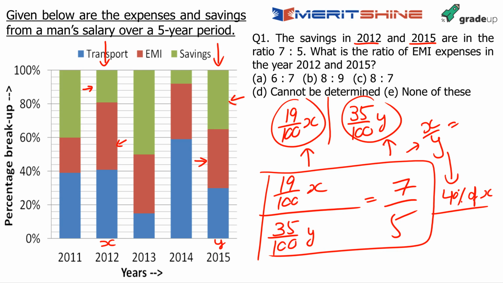And what is the EMI expense in 2015? Look at this bar. This is 65. So this is 30%. So this is 30% of Y. Fine. So now when you have got the ratio of X is to Y, you can obviously calculate 40% of X upon 30% of Y and you will get your answer.